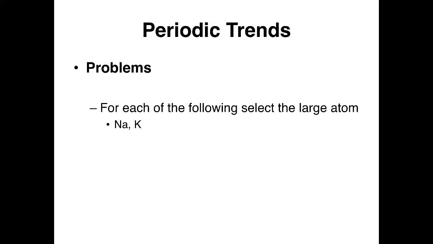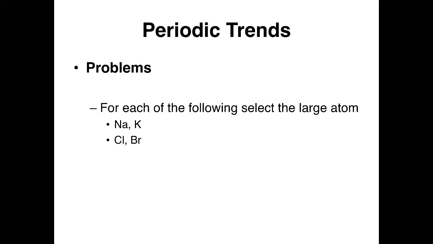So which one of these, the sodium or the potassium, is larger? If you're looking on the left side of your periodic table, you can see sodium and potassium is right underneath it in the same column. Remember, I said as you go down the column, the atom gets larger. And so that means the larger atom is the potassium atom, which is the K.